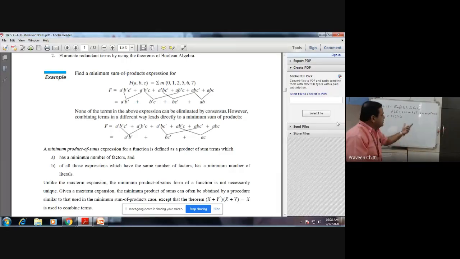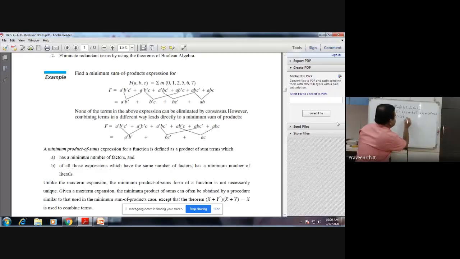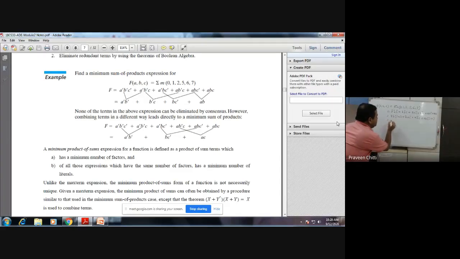Or else, take the third and the last term, and keep the rest as it is for the time being. A bar, B, C bar plus A, B bar, C plus A, B into C bar plus C. This I have kept as it is. So what is C plus C bar? 1. In both cases, C plus C bar is 1. So we'll get A bar, B bar plus A bar, B, C bar plus A, B bar, C plus A, B.